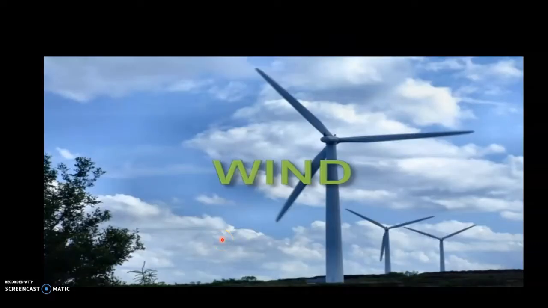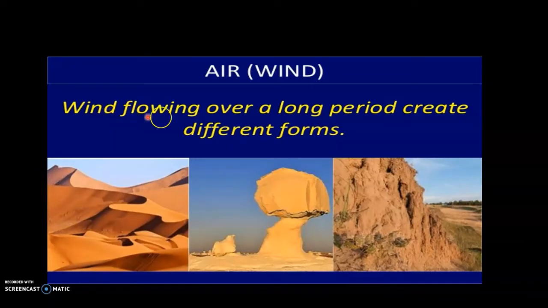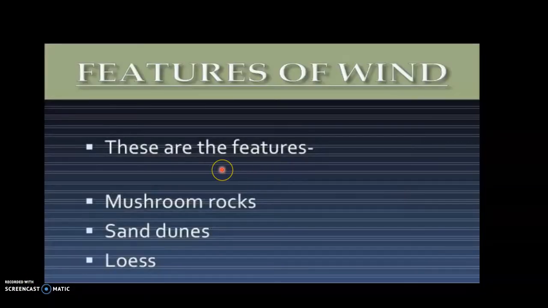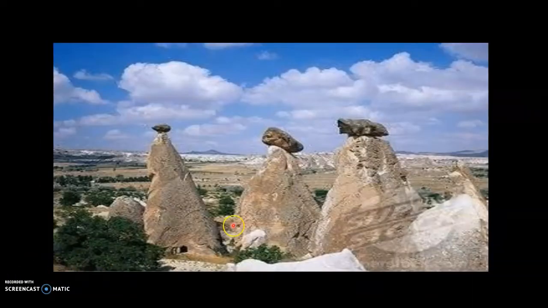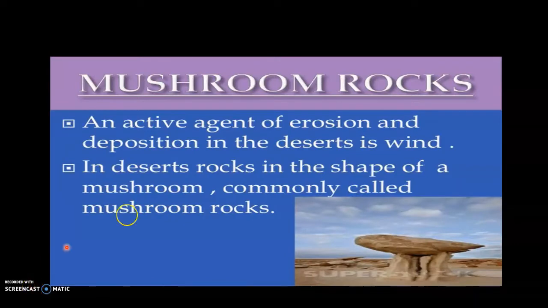An active agent of erosion and deposition in the desert is wind. Wind flowing over a long period creates different forms. What are the features of wind in desert? Mushroom rocks, sand dunes, and loess. Can you identify this picture? Yes, mushroom rocks.